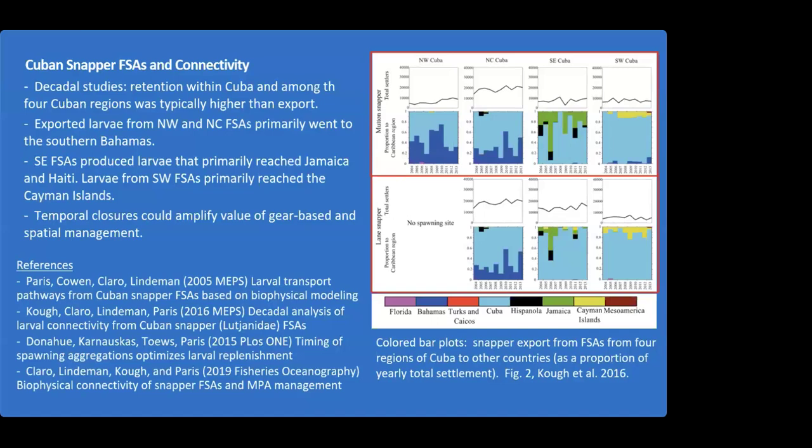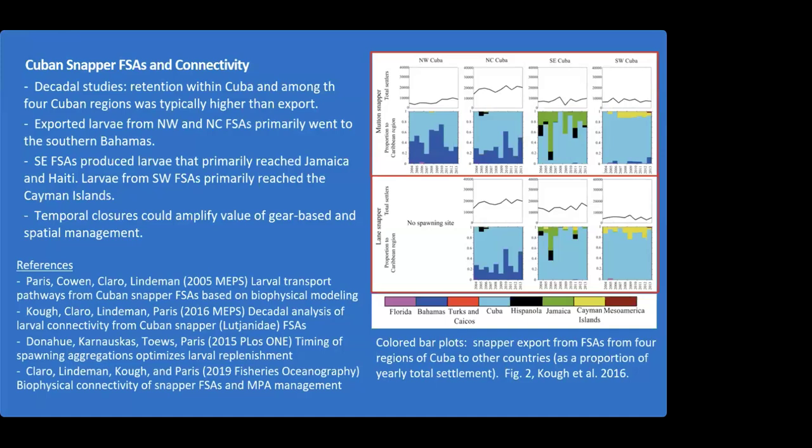The southeast coast FSAs produced larvae that primarily reached Jamaica and Haiti. Larvae from the southwest FSAs primarily reached the Cayman Islands. If you look at the figures, you can see on the right, yellow is Cayman Islands, green is Jamaica, black is the island of Hispaniola with Haiti on the left side. Wish there was more time.